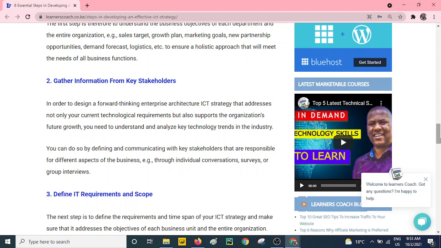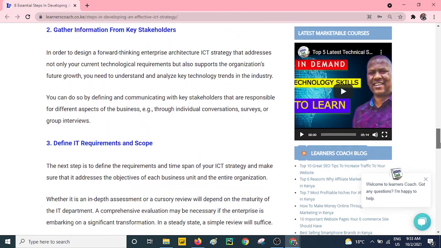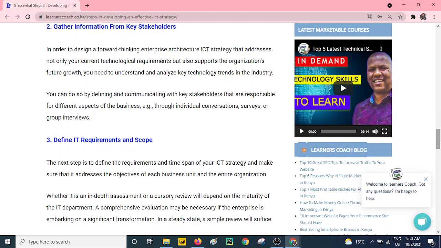In order to design a forward-thinking enterprise architecture ICT strategy that addresses not only the various technological requirements but also the organization's future growth, this is very key. You need to understand and analyze key technology trends in the industry. Now, the people who are going to facilitate and ensure that you can implement this ICT strategy are the key stakeholders. So bringing them on board is very, very important. You can conduct some interviews with them, do some surveys, and so on.